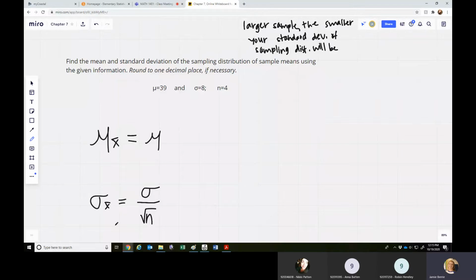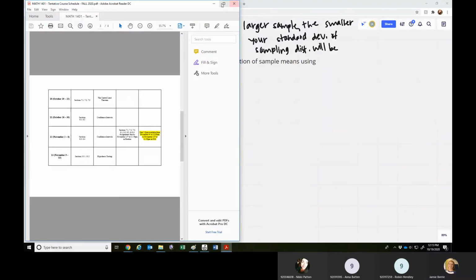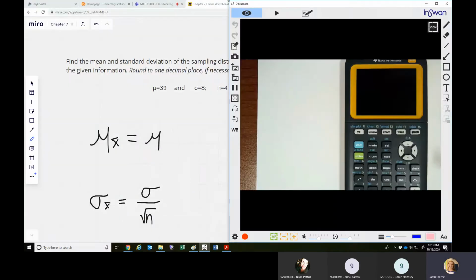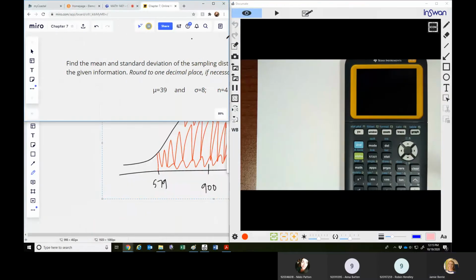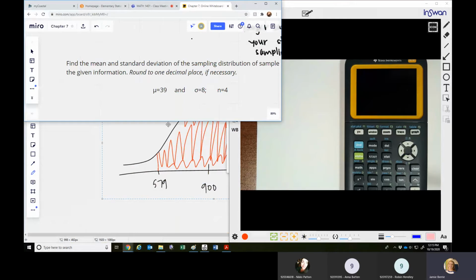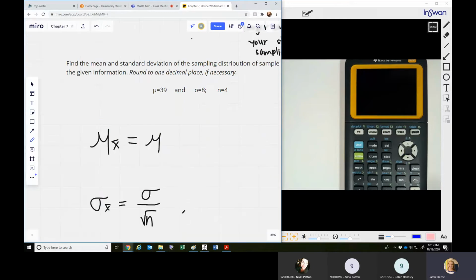All right, I'm going to pull up my calculator. That's not my calculator. There we go. Sorry, I was drawing a picture for somebody else back there.